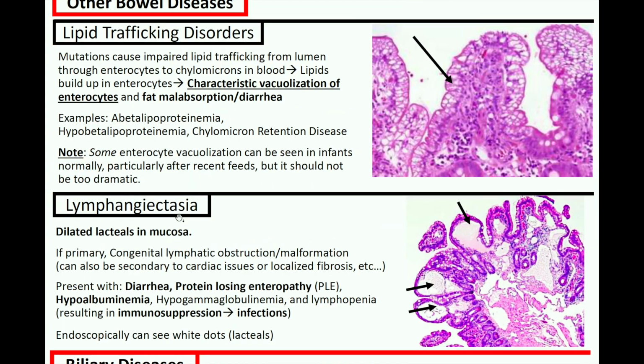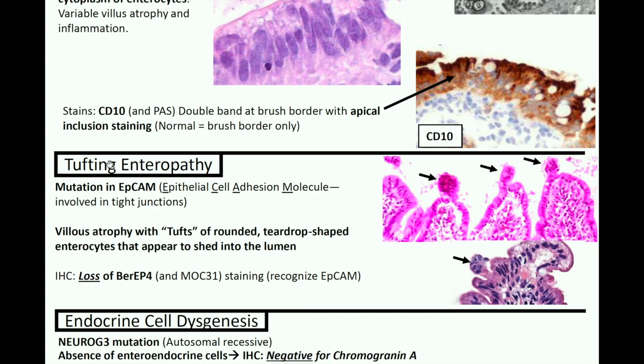All right, next up we've got tufting enteropathy. So tufting enteropathy is caused by a mutation in EpCAM, or epithelial cell adhesion molecule, which is involved in tight junctions. And you get this villous atrophy with tufts of rounded teardrop-shaped enterocytes that appear to shed into the lumen.